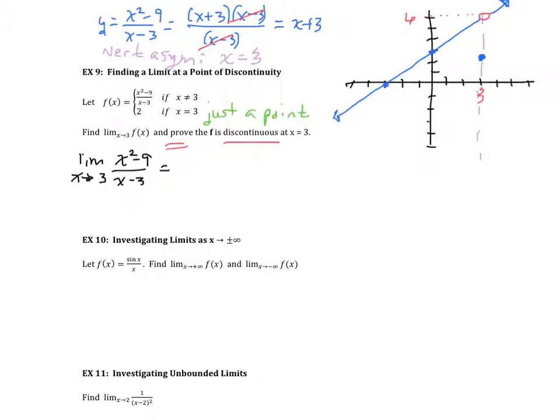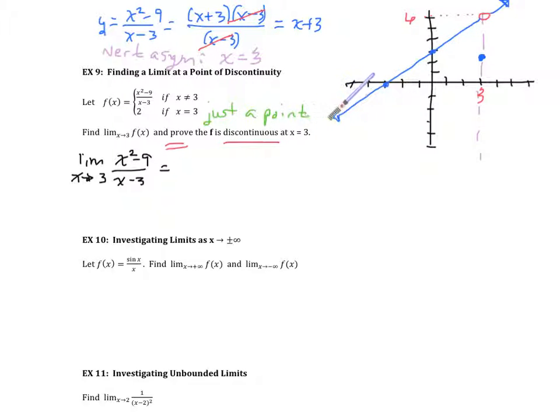As we approach 3 from the right, isn't that value right here? Because here I am approaching it from the right. The graph is coming from here, and as I get closer and closer to 3, the graph gets smaller and smaller and smaller, and it finally reaches that y value of 6. So the right-hand limit is 6.